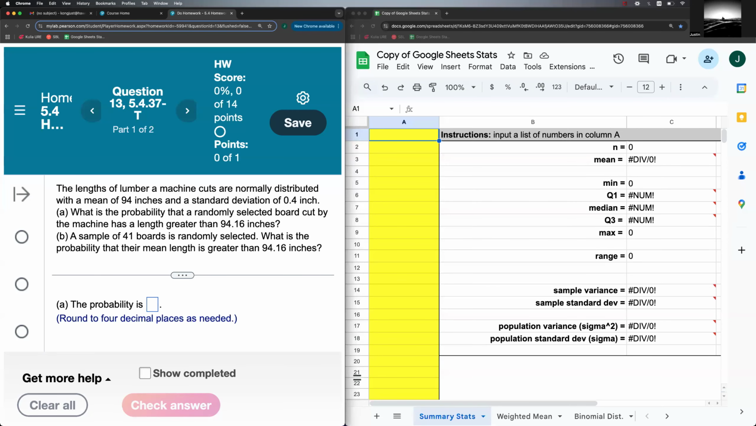Hey guys, a couple more questions by request. This is homework 5.4, the last two questions, 13 and 14.